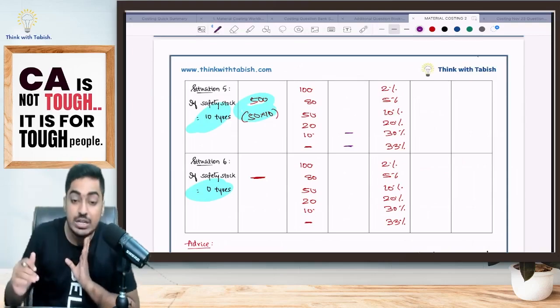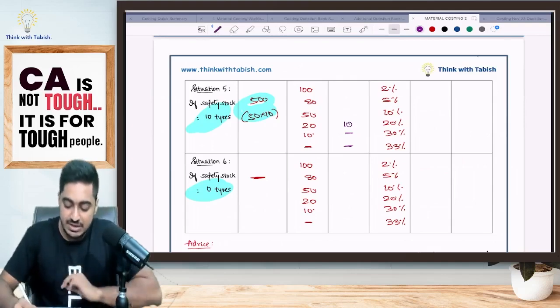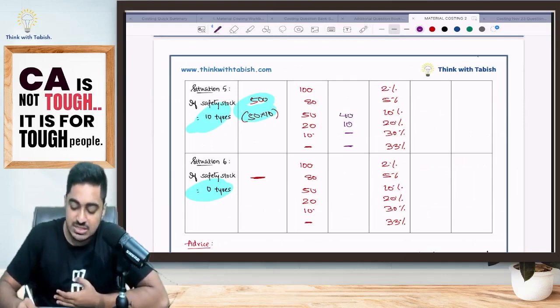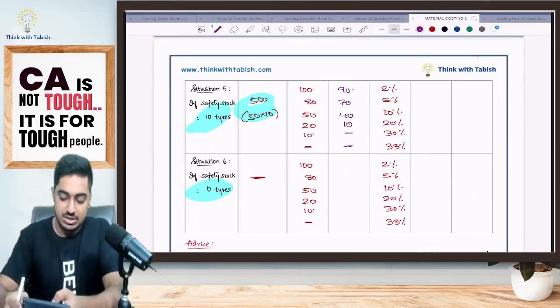Customer came and asked for 20 units. How much am I having? 10. How much is lost? 10. Customer asked for 50. I am having 10. How much is lost? 40. Customer asked for 80. I am having 10. How much is lost? 70. Customer asked for 100. How much am I having? 10. How much is lost? 90. So I will do the calculation.